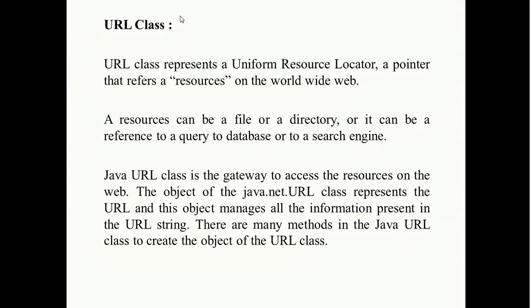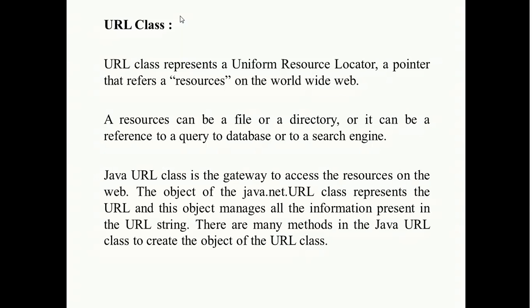See what is the use of the URL, or what is meant by the URL class. URL class represents a uniform resource locator or a pointer that refers to the resources on the World Wide Web. A resource can be a file or a directory, or it can be a reference to a query, to a database or the search engine. So Java URL class is a gateway to access the resources on the web.